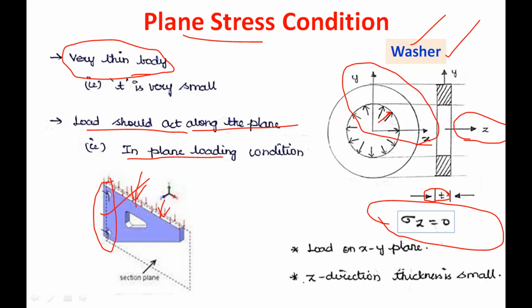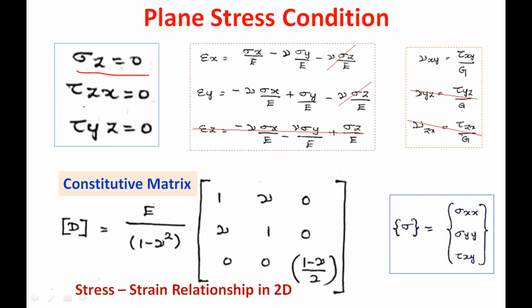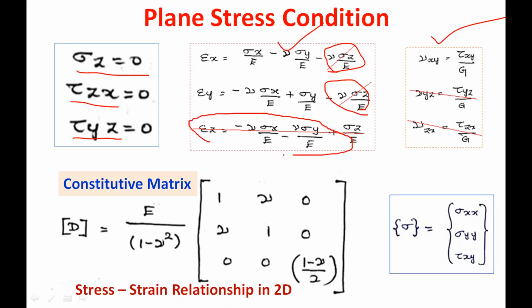What is the advantage of this one? When you write sigma Z equal to 0, similarly we are neglecting the shear stress tau Zx as 0 and tau Yz is also 0. Previously we explained how the stress strain relationship is derived. This is the normal strain equation, this is the shear strain equation. In the normal strain, we are neglecting the sigma Z terms and epsilon Z is also neglected. Here the tau Yz and tau Zx both are neglected. So we will have only epsilon x, epsilon y and tau xy.